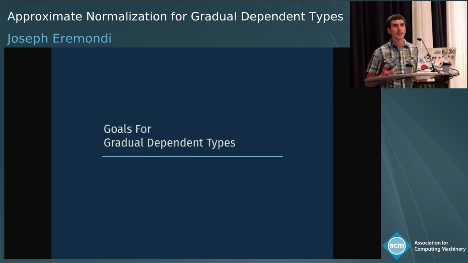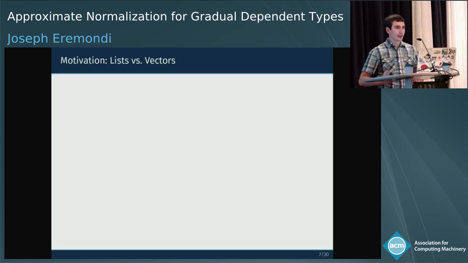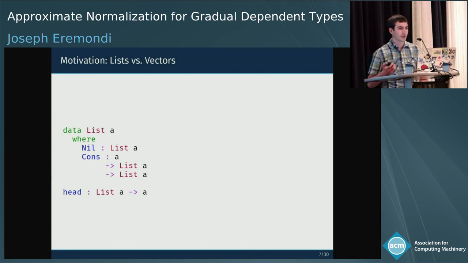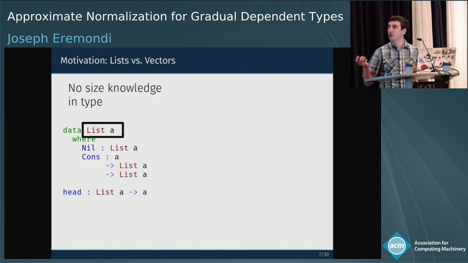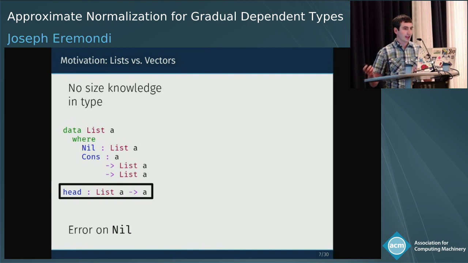So what should a gradual dependently typed language look like? For example, we'll start with the hello world of dependent types, which is lists versus vectors. In the Haskell or ML version of lists, we don't have any knowledge about the size of the list in its type. And so if we have a function like head, this is a partial function.